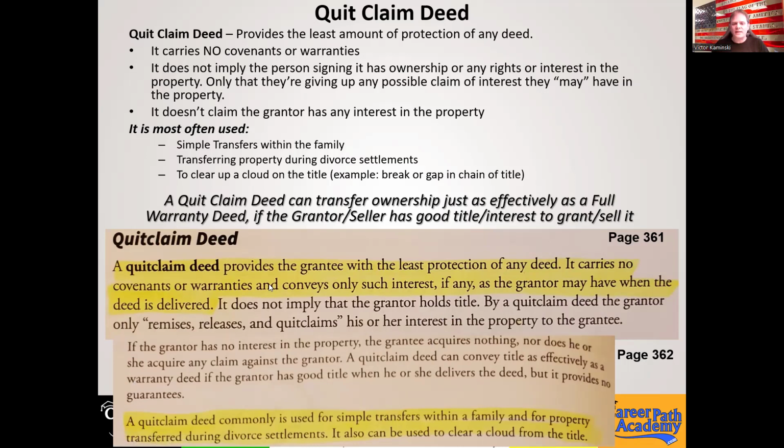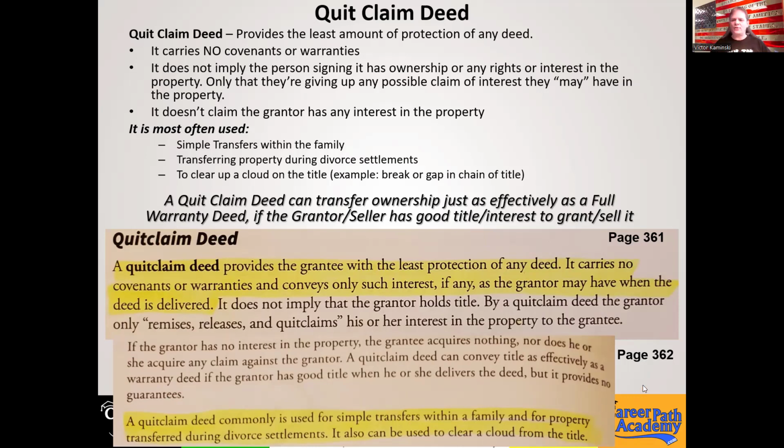So let's highlight: a quitclaim deed provides the grantee with the least protection of any deed. It provides no covenants or warranties and conveys only such interest, if any, the grantor may have when the deed is delivered. A quitclaim deed is commonly used for simple transfers within the family, for property transfer during divorce settlements. It can also be used to clear up clouds from a title.